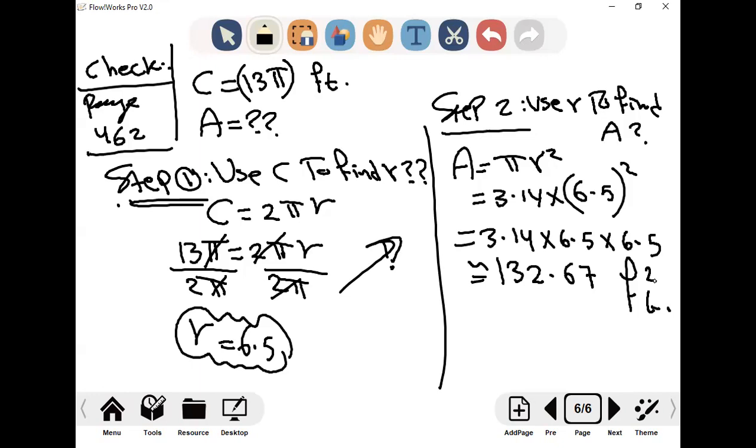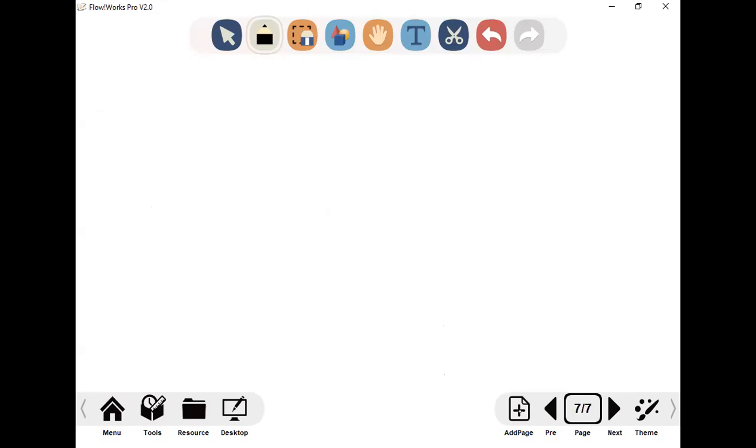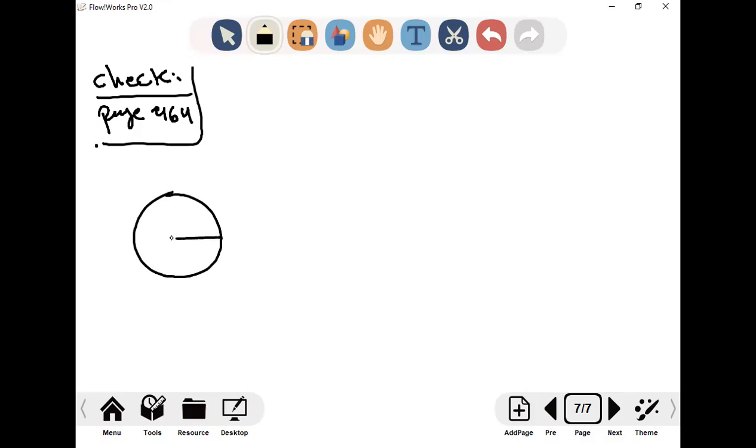Good. Now we'll do the check on page 464, but I will do it quickly, guys, because we have only 3 minutes for the online students. So please focus with me in the check page 464. We have two circles inside each other, right? A pool, you know the pool? This pool has a radius of 10 feet.